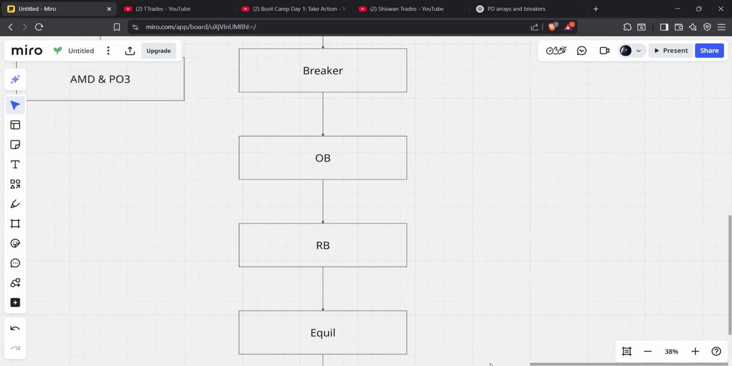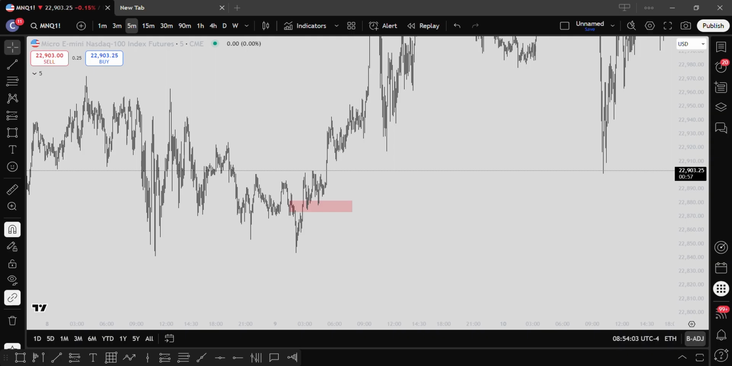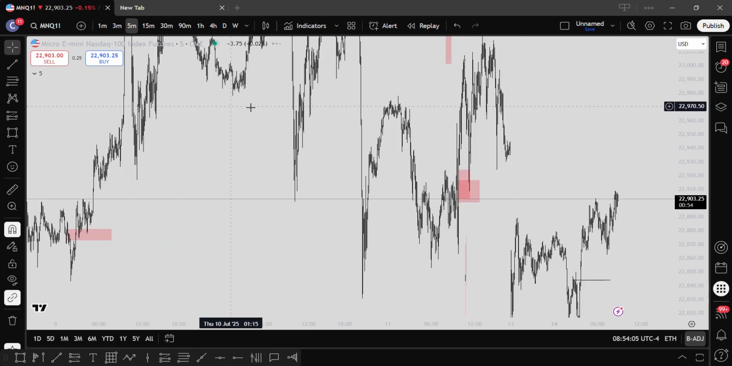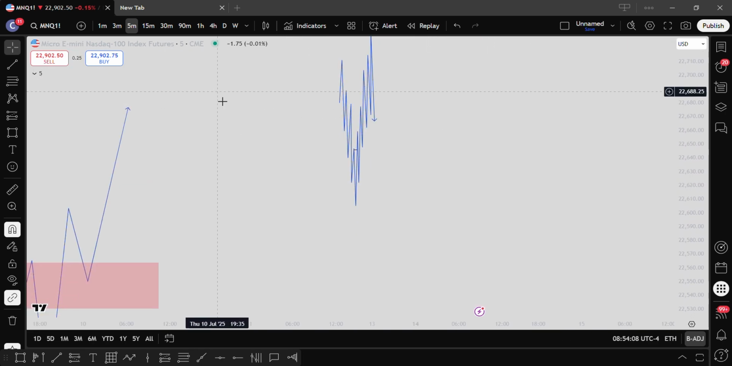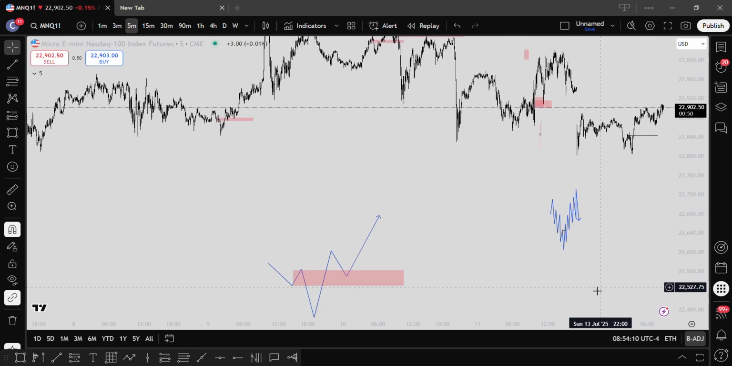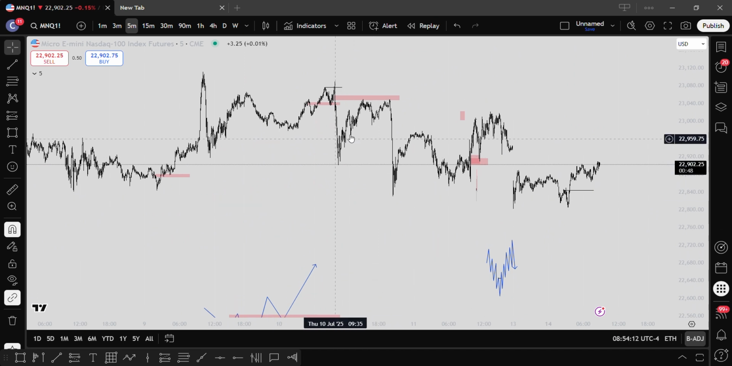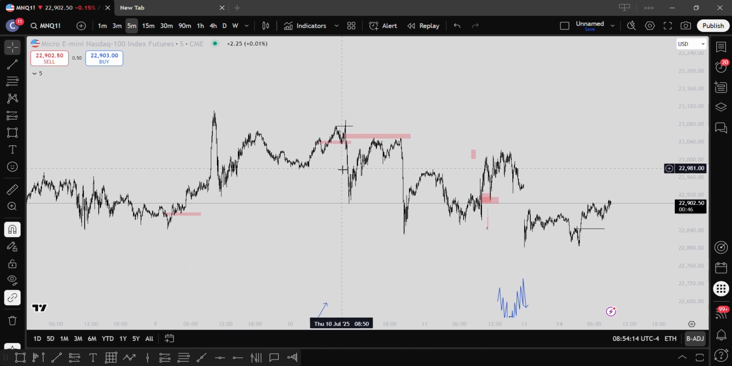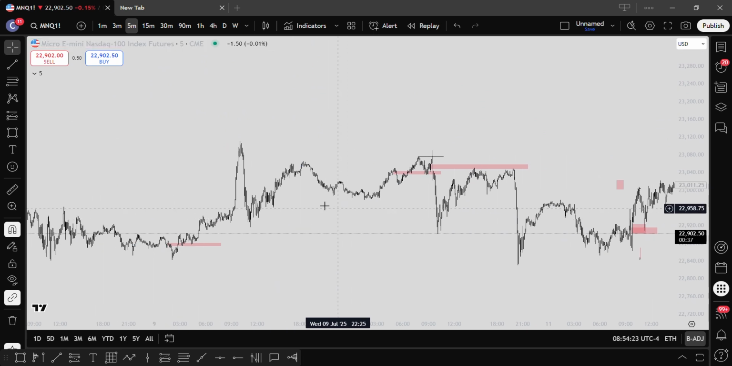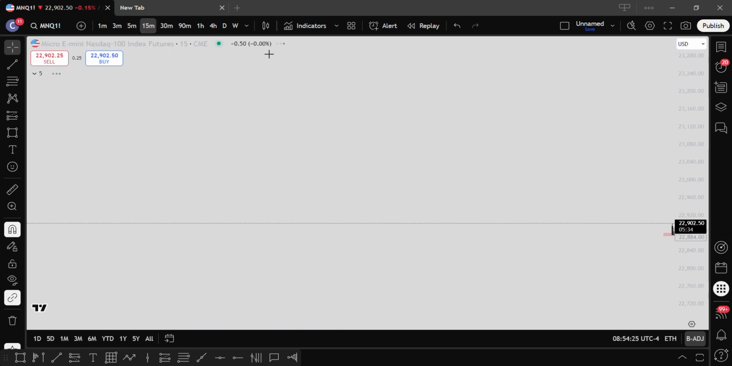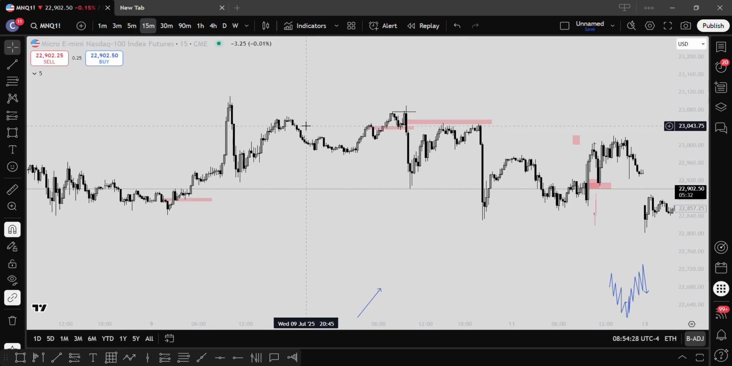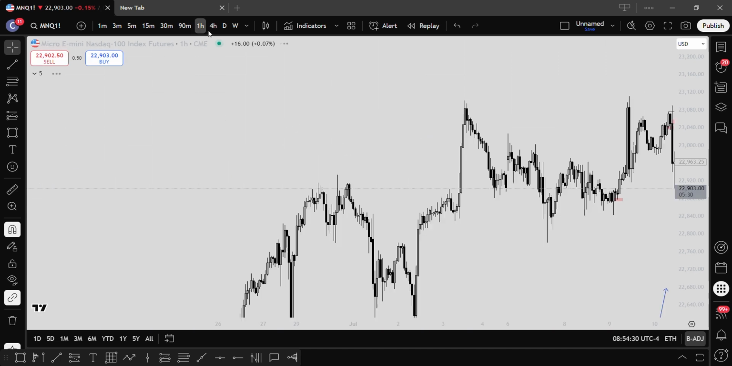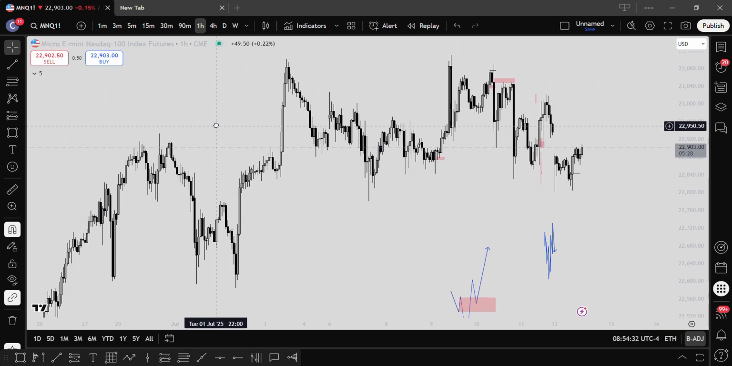Order blocks. Okay, so what's an order block? An order block, we can call it an area in which the market would like to tap and reverse from. But it has to have a certain appearance. I don't know how to explain it. I'm still bad at explanations. Okay, so let's take a quick look at an order block.